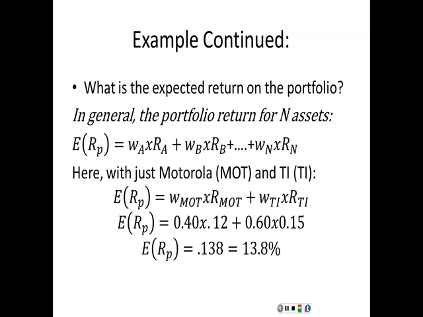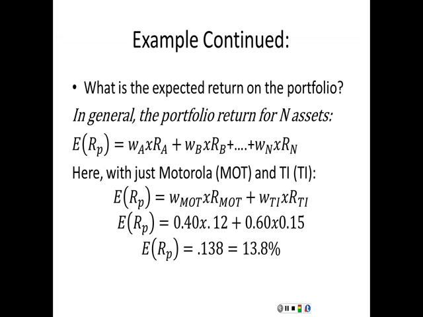So we can calculate the expected portfolio return. It's just another weighted average. We take the weight in an asset times its expected return, and we add them up. And this can work for as many assets as you want. Now in our world, we're going to deal with 2 stock portfolios, just to illustrate the point. So here, 40% in Motorola times the expected return of 12%, plus 60% in TI times its expected return of 15%, gives us an expected portfolio return of 13.8%.